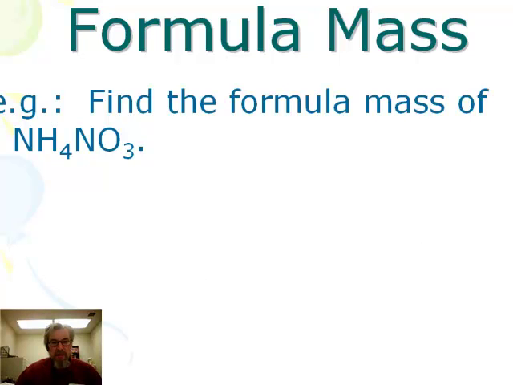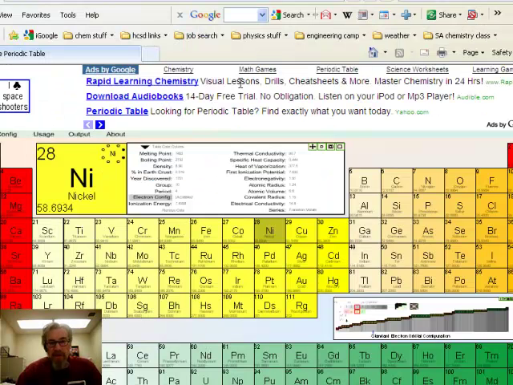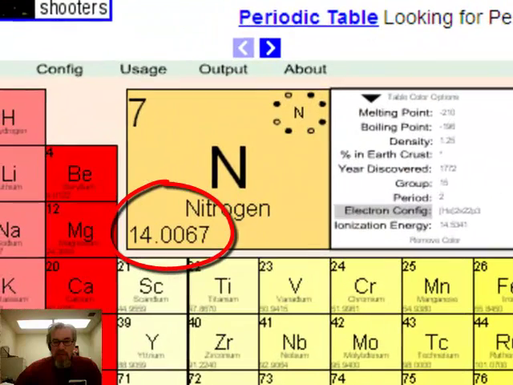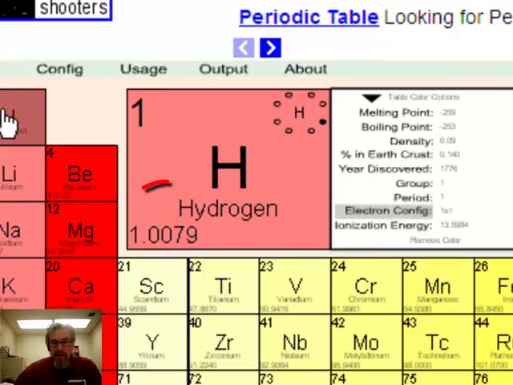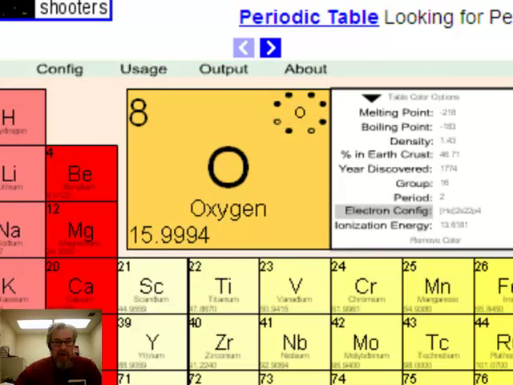Well, here's what ammonium nitrate is made of. I've got 2 nitrogens, I have 4 hydrogens, and I have 3 oxygens. So I'll need to find the atomic weight of those 3 elements. Let's go to a periodic table and do that. I'm using the touchspin periodic table that you can find online. For nitrogen, I find out that it's 14.007 approximately. For hydrogen, if I highlight that, I find out that the atomic weight is 1.008. And if I highlight oxygen, I see that it's 15.999.